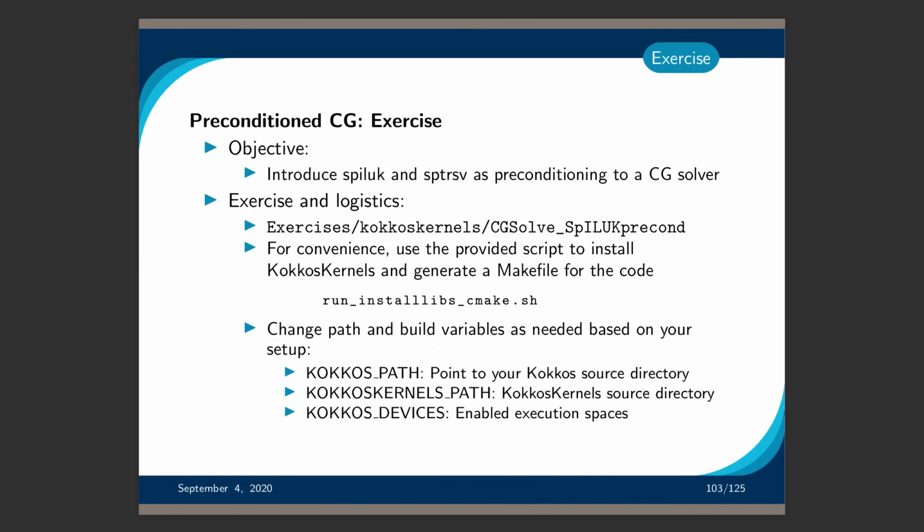And there's already been some prep work done in the source code. There's a convenience script for all these exercises that will install the Kokkos kernels library and also generate make files for the exercises. That's called run install lib cmake.sh. You may need to change some of the options for your particular setup. For example, make sure that you're pointing the Kokkos path to your Kokkos source directory, similarly for the Kokkos kernels directory, and also enabling the execution spaces through the Kokkos devices variable there that you want to configure for.